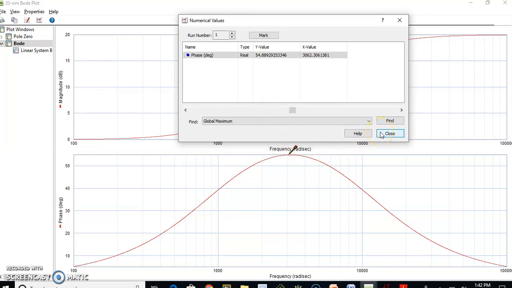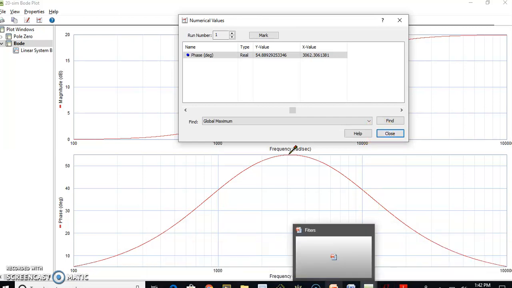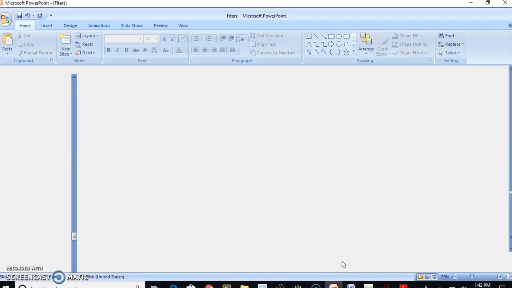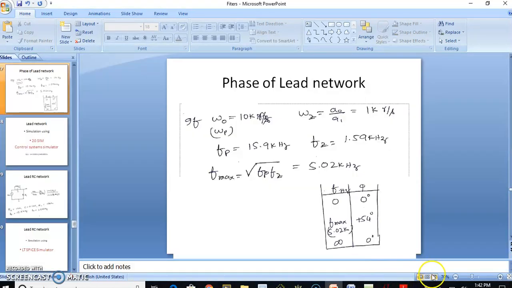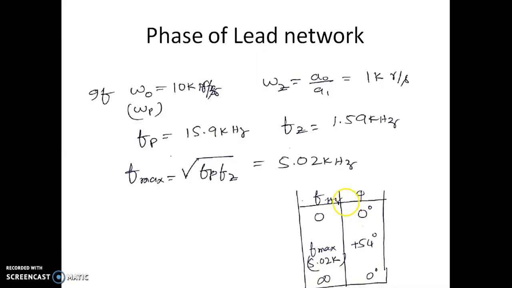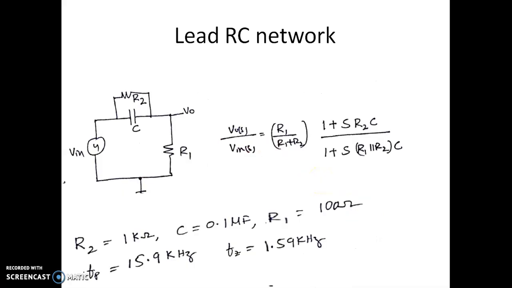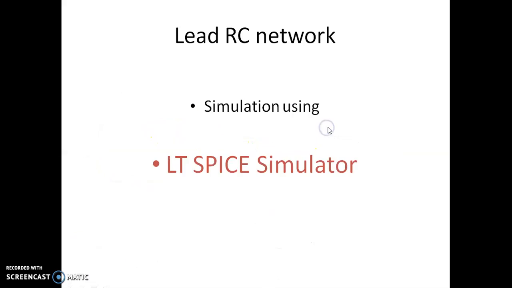We will see the LTspice circuit. Before that, we'll see the circuit implementation of the same thing. This is the lead RC network. So this is a circuit diagram which will give the lead phase angle. The transfer function of this happens to be.